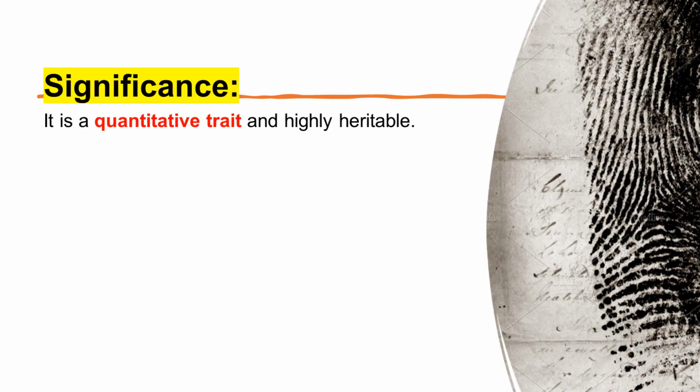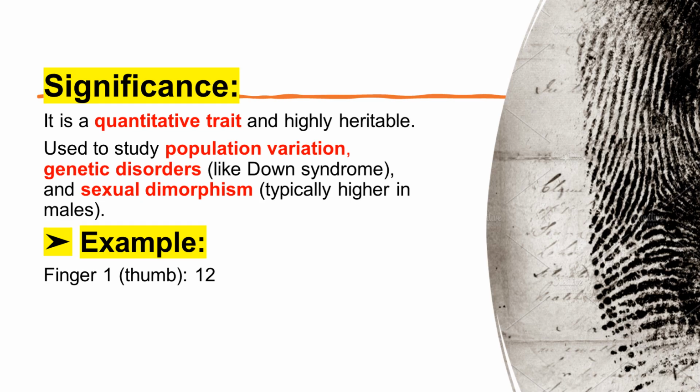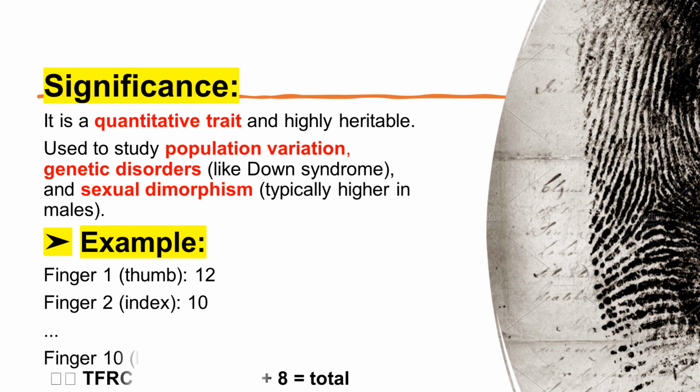Significance: it is a quantitative trait and highly heritable. Used to study population variation, genetic disorders like Down syndrome, and sexual dimorphism, typically higher in males. Example: finger 1, thumb, 12. Finger 2, index, 10. Finger 10, little finger, 8. TFRC equals 12 plus 10 plus 8 equals total.